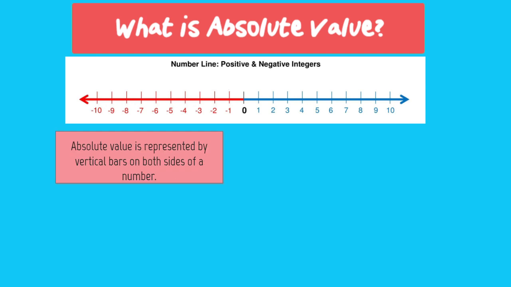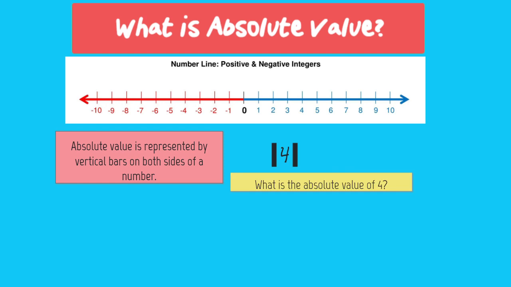Now, I hear you asking, what is the symbol for absolute value? Absolute value is represented by vertical bars on both sides of a number. For example, this would be the absolute value for -7. This is what this symbol would represent. All right. And this would be the absolute value of 4.